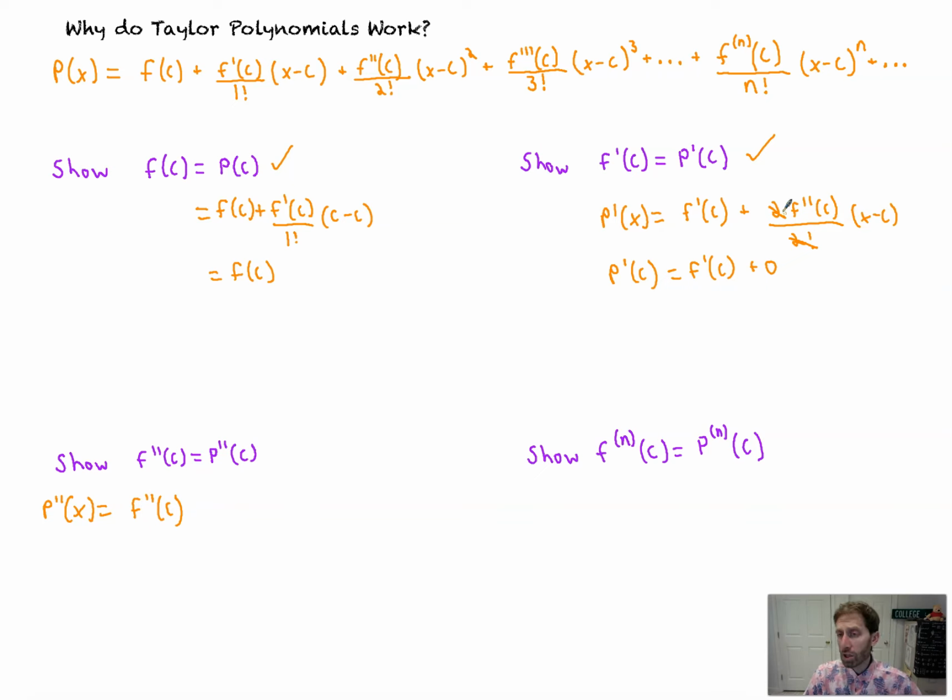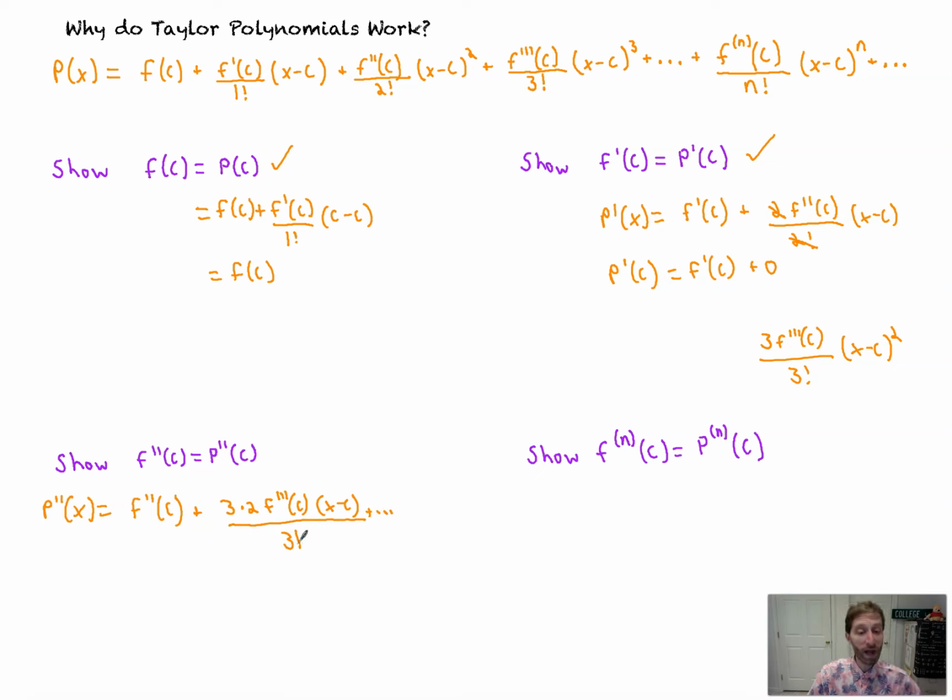Oh, the 2's canceled. And that went to 1. Now this one up here, and I'll just write this in the first derivative part, went to 3 times f triple prime of c all over 3 factorial times x minus c squared. That was the first derivative of that term. If we do the second derivative of that, I'm going to keep it unsimplified. I get 3 times 2 times f triple prime of c times x minus c. That 2 came out front here, all over 3 factorial, plus, and so on and so forth.